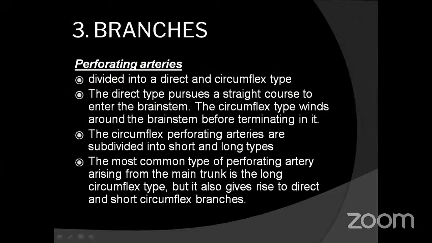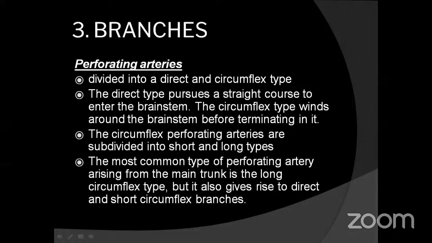Now, we discussed the segments and the bifurcation of SCA. Now, let's talk about the branches of the SCA. So, there are many branches that arise from the superior cerebellar artery, starting with the perforating arteries. Perforating arteries are basically divided into direct type and circumflex type. The direct type pursues a straight course to enter the brainstem, and the circumflex type winds around the brainstem before terminating in it.